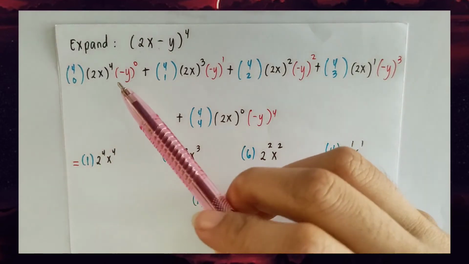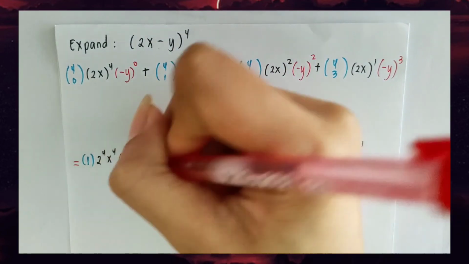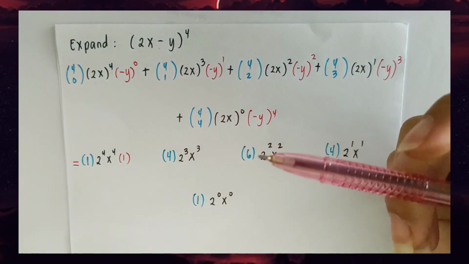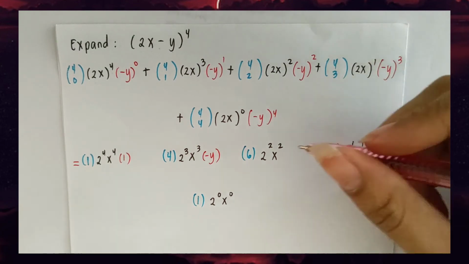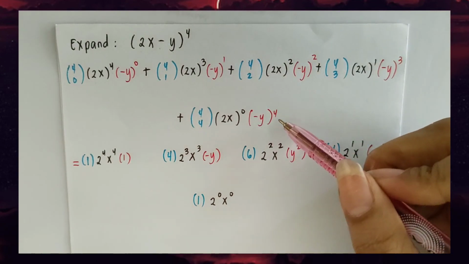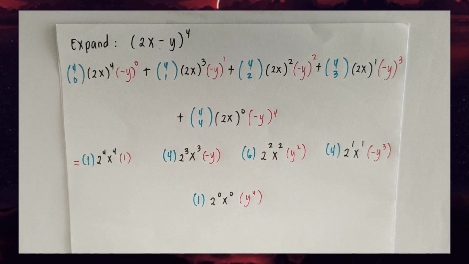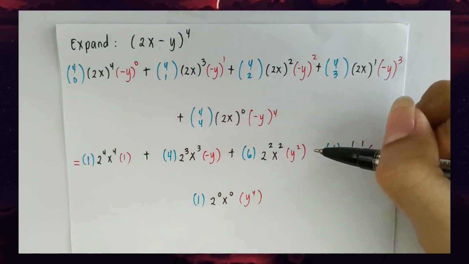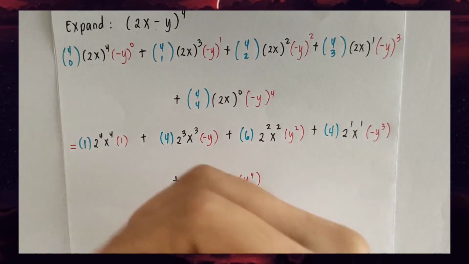Next, our second term, negative y raised to 0, that is 1. Negative y raised to 1 is negative y. Negative y squared, that is positive y squared. Negative y cubed, that is negative y cubed. And of course, negative y raised to 4 is positive y raised to 4. And of course, do not forget our operation here. Now, let us simplify our answer.